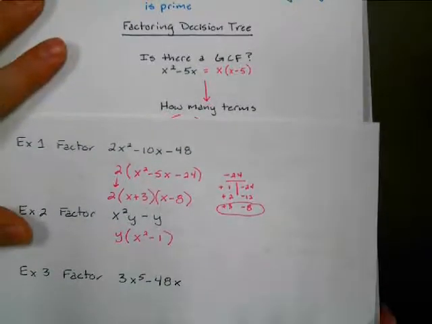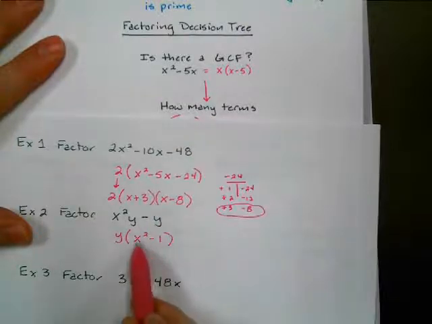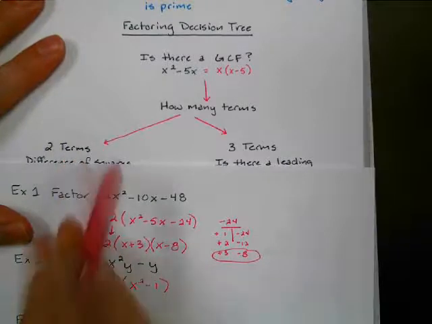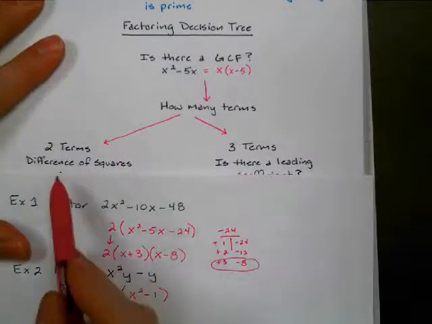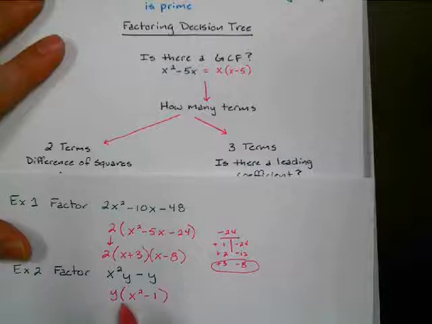Decision tree tells me to look for how many terms. I've got 2 terms right here. Okay, 2 terms is over here. All right, what should I look for in 2 terms? I should look for the difference of 2 squares. All right, is this the difference of 2 squares? Yep, this is the perfect square of x. That's the perfect square of 1. So this factors into x plus 1, x minus 1.